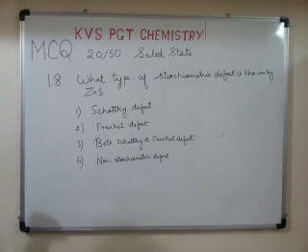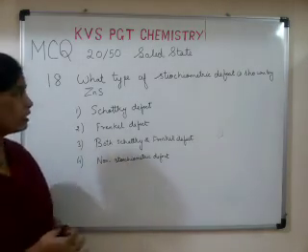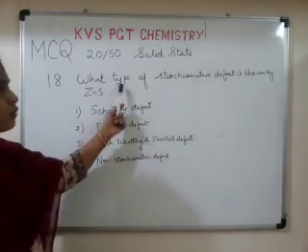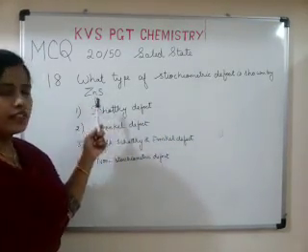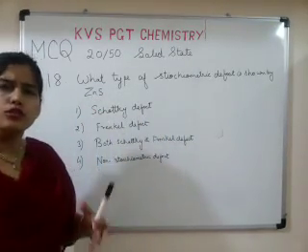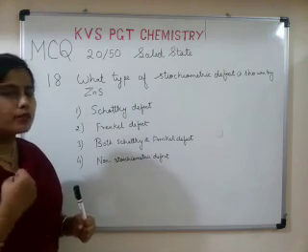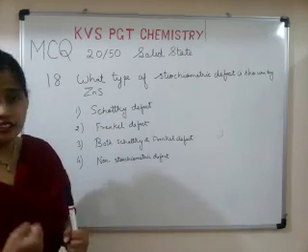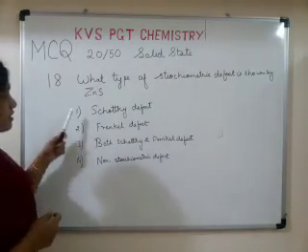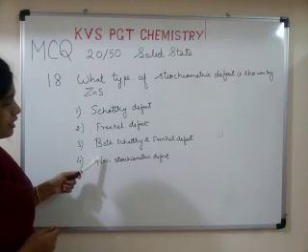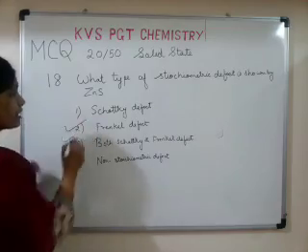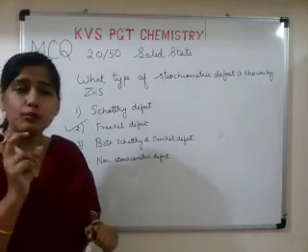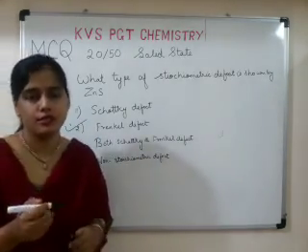Now again we are having one direct question. See what is asked in the question. What type of stoichiometric defect is shown by ZnS? Zinc sulfide. So we all know that zinc sulfide is a superhit example of Frenkel defect. The options are Schottky, Frenkel, both Schottky and Frenkel, non-stoichiometric. Correct answer is Frenkel defect. Zinc sulfide is an example of Frenkel defect.